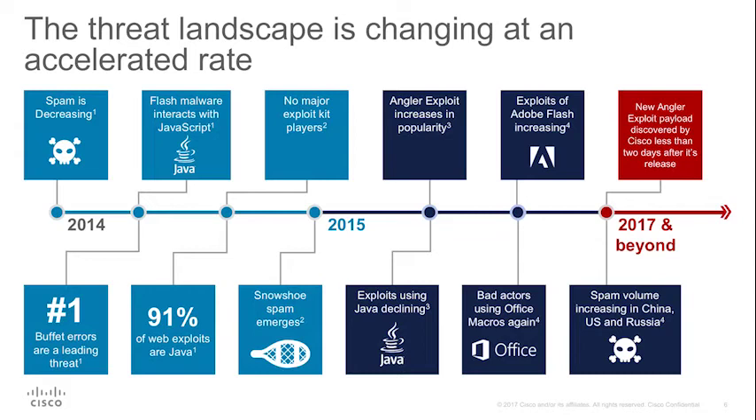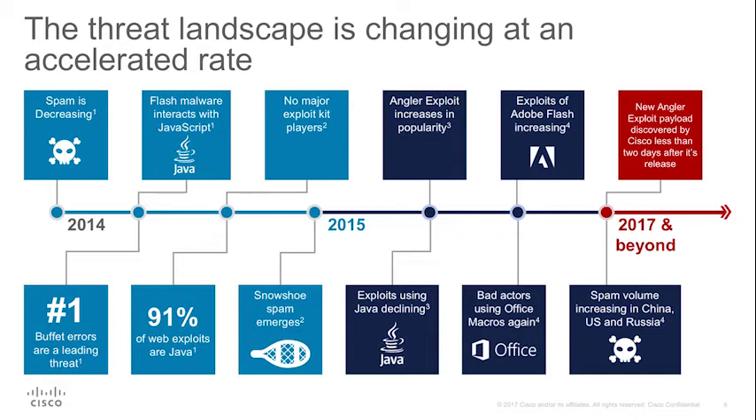Unfortunately, the reason spam decreased was because bad actors were implementing a new strategy: snowshoe spam. In 2015, exploits using Java were on the decline. Cisco started seeing Office macro-based attacks again, and the Angler exploit grew exponentially, showing new levels of sophistication in advanced malware. All of these trends show how quickly malware authors are changing their methods.